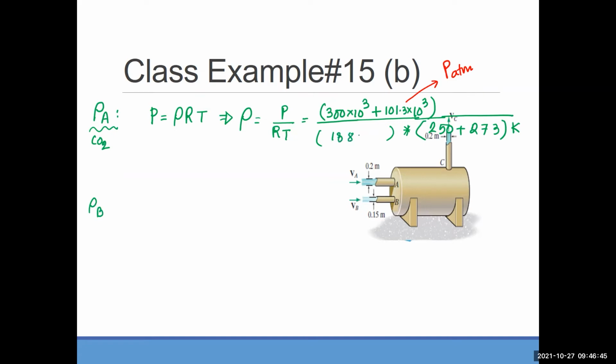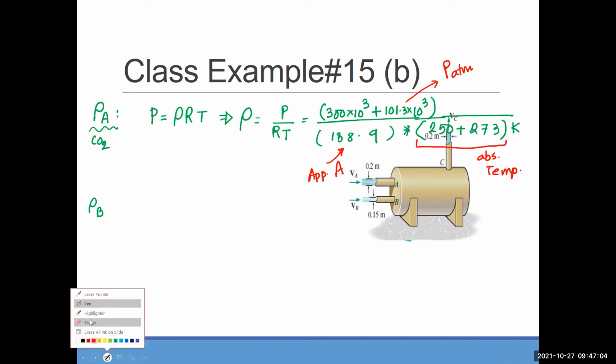188.9. Okay, and you got that from appendix A, right? So I will just... appendix A, and this whole thing is absolute temperature now, right? Okay. So do the calculation here. What will be the rho with proper unit?